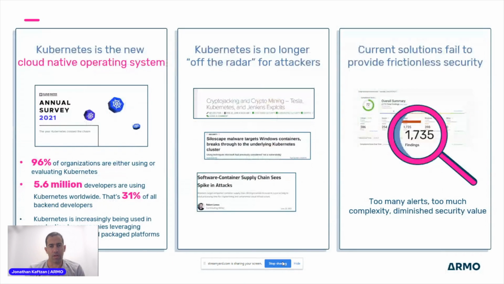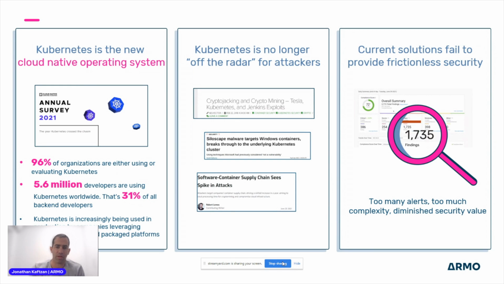Cool. So a few things that I think everyone probably understands, but it's important to put in front of everyone. So first of all, Kubernetes is definitely the new cloud native operating system. And the survey that came out from CNCF last week has shown that it became de facto the operating system for all those cloud native architectures.